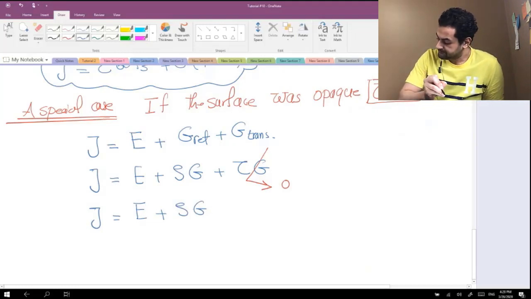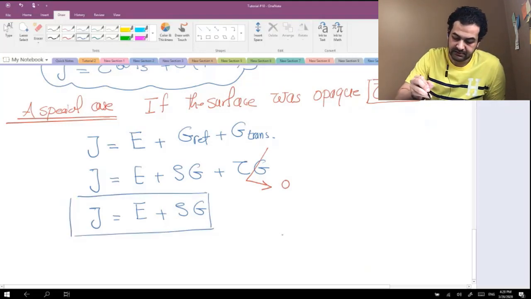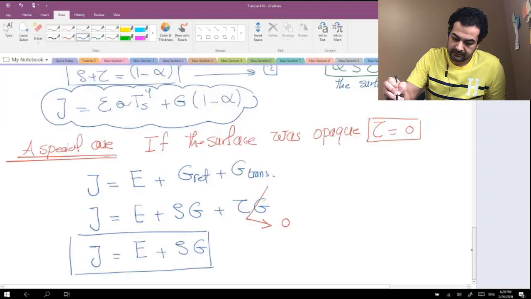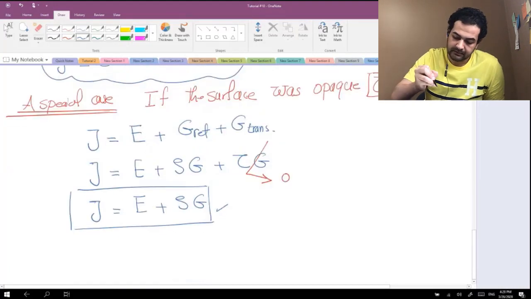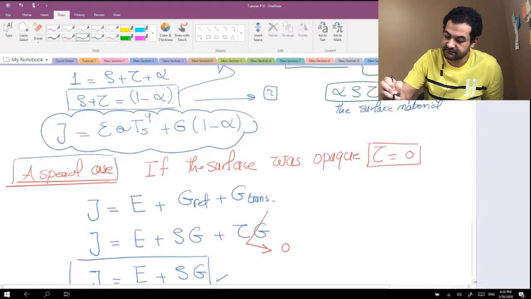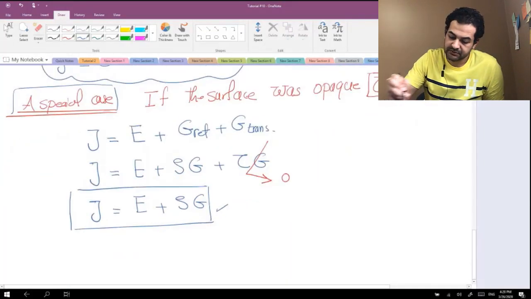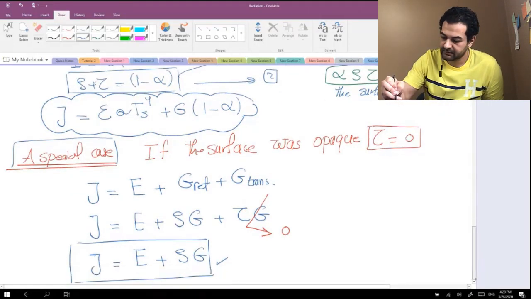And so we are going to use this one if this special case is achieved, right? Which is basically related to that one, right? 1 minus alpha is basically rho if tau is equal to 0, right?